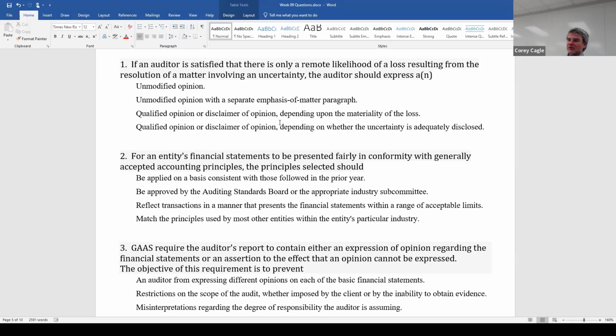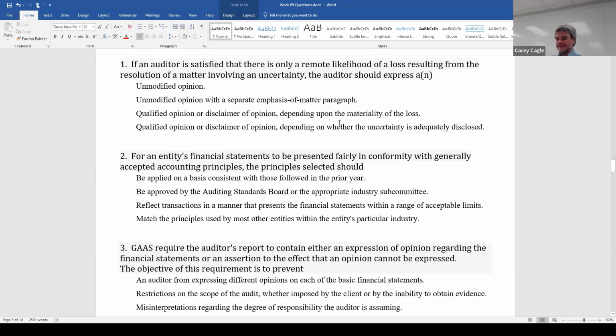If you draw on your financial accounting knowledge from intermediate or whatever, if it's a contingent loss that's remote, you don't even have to account for it, right? So this is all unmodified. You definitely wouldn't qualify it. You don't need an emphasis of matter paragraph or something like that. Okay. Questions on this section, comments, anything?